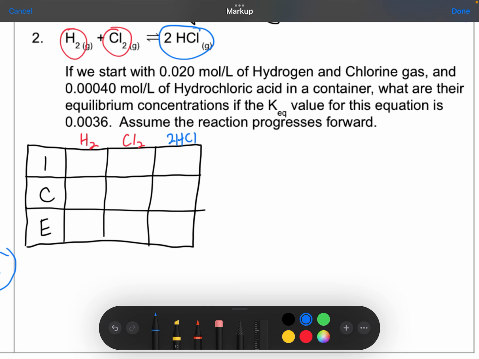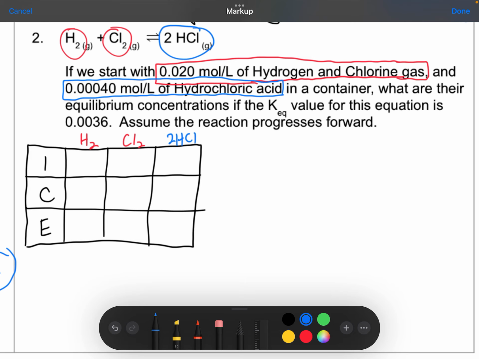Let's analyze the problem. It says if we start with 0.020 moles per liter, so that's a concentration already, of hydrogen and chlorine. So I'm actually given my initial concentrations of both of my reactants and 0.00040 moles of hydrochloric acid. So this one is interesting because I am actually given initial concentrations of reactants and products. So whereas before I was just given reactants and assumed 0 products, this time it's not the case.